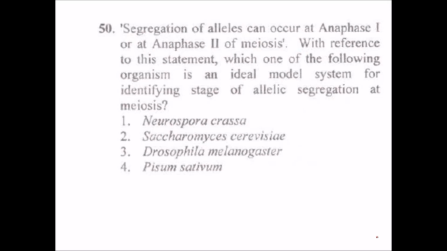Yes. Next question is, segregation of alleles can occur at anaphase 1 or at anaphase 2 of meiosis. With reference to this statement, which of the following organisms is an ideal model system for identifying stages of allelic segregation in meiosis? Actually, Neurospora crassa has spore-like formation. So if you remember this structure, they have ascus formation. So it is a little bit easier to analyze all these things in Neurospora crassa. So the answer will be number 1.